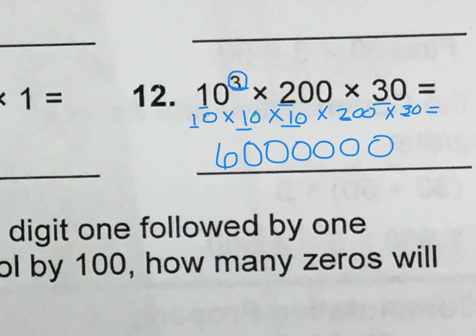Okay, for every 3 over, we're going to put a comma. And we have 6 million as our answer. Everybody with me there? Is there a question about that problem?